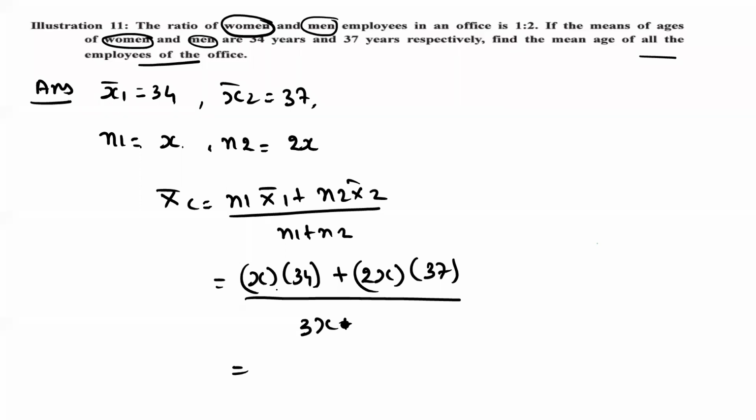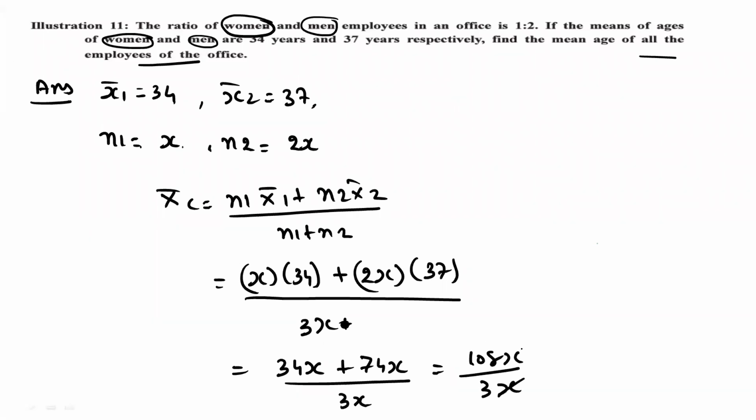Okay. So 34 into x, 34x. Please say to me 37 into 2x. 74x. So 74x plus 34x upon 3x. 74 plus 34 is 108x. 108x upon 3x. x cancels, 108 divided by 3 is 36. Final answer comes to 36. Right? Okay.